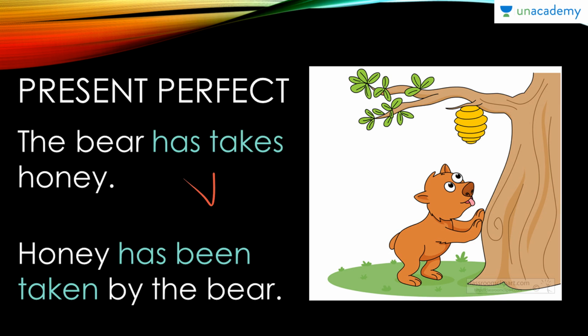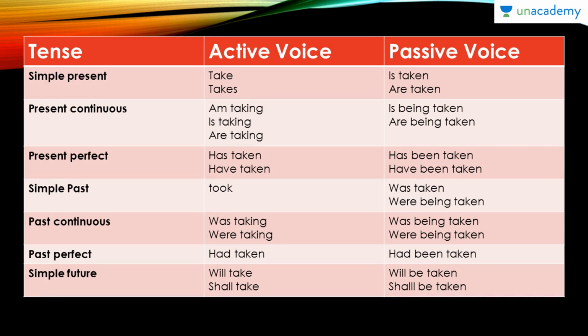In the second sentence, honey has been taken by the bear. Here, honey is the subject, bear is the object, has been taken is your verb. Has taken remained, and there is an extra been. And that is the difference between the first sentence, which is an active voice, and the second sentence, which is a passive voice.